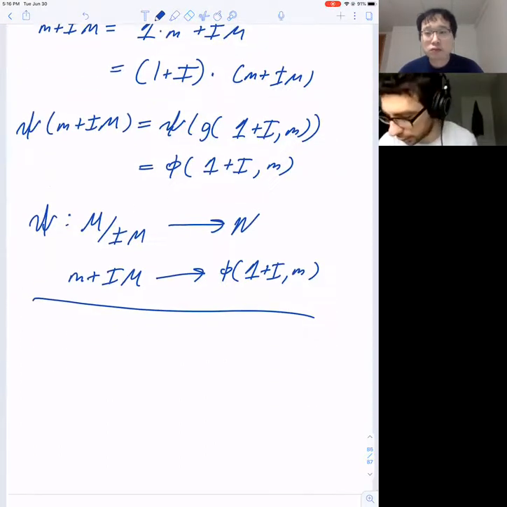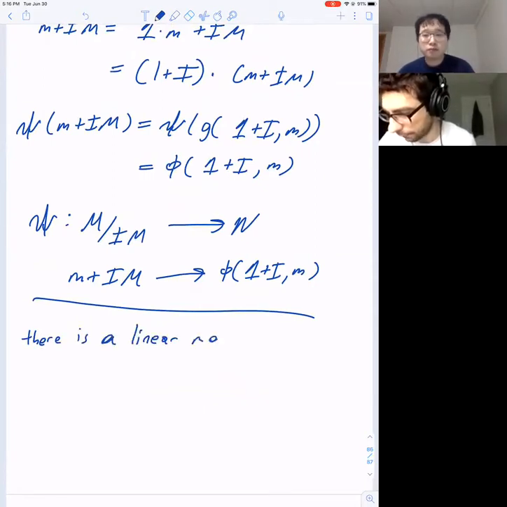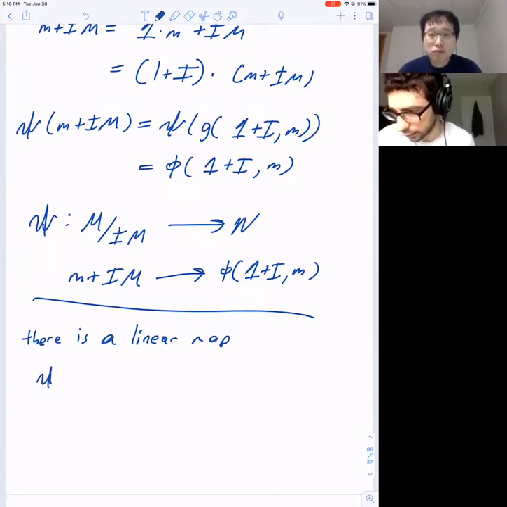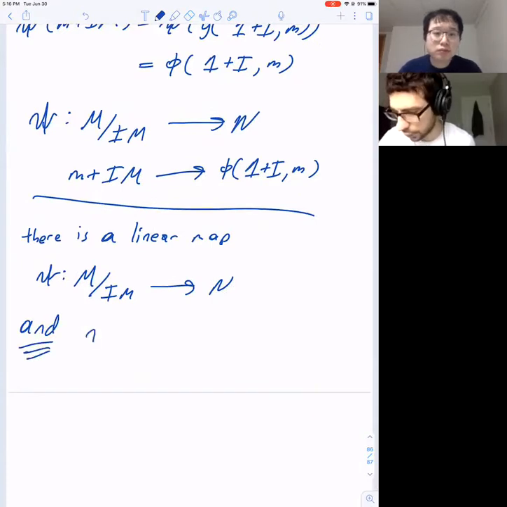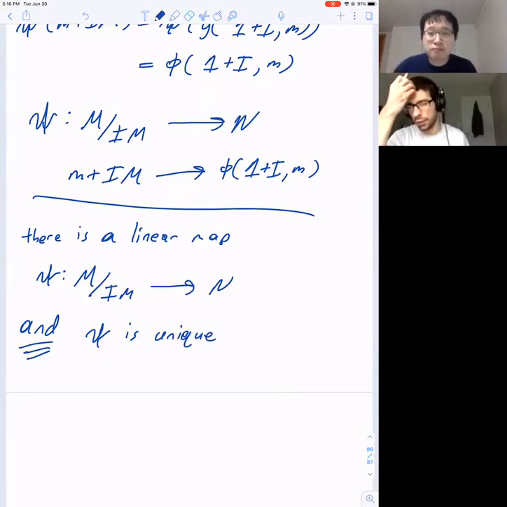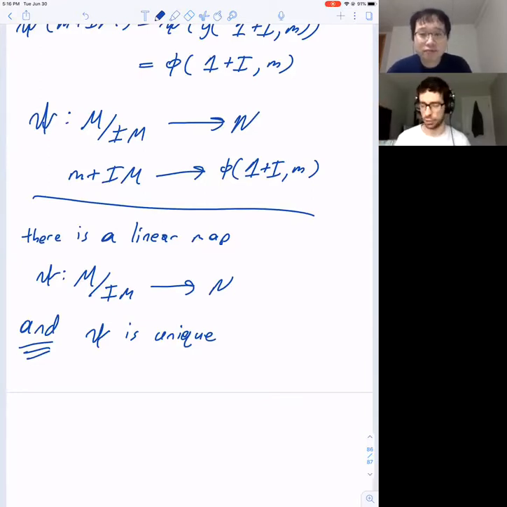I am done. So there is a linear map psi going from M mod IM to N, and this psi is unique. And so it shows that every map from A mod I cross M to N factors through this G with this unique map psi. And so we are done.